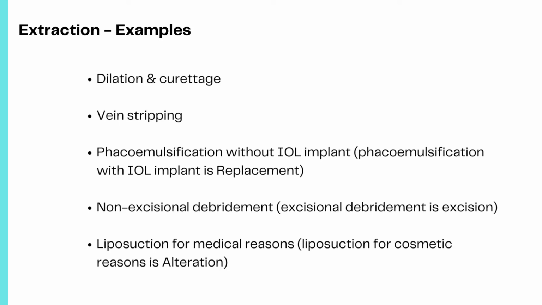Similarly, non-excisional debridement procedures are coded to extraction as the root operation, but on the other hand, excisional debridement is coded to excision as the root operation. Another good example would be liposuction for medical reasons, which is coded to extraction as the root operation. But the same procedure, liposuction for cosmetic reasons, should be coded as alteration as the root operation. So basically, we are talking about the objective of the procedure. Depending on that, the root operation values keep changing.